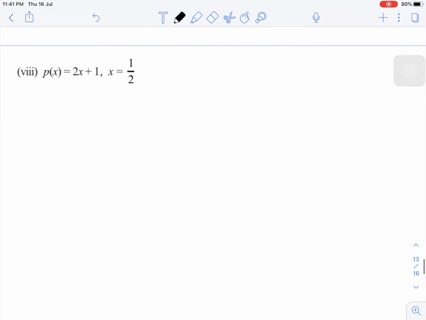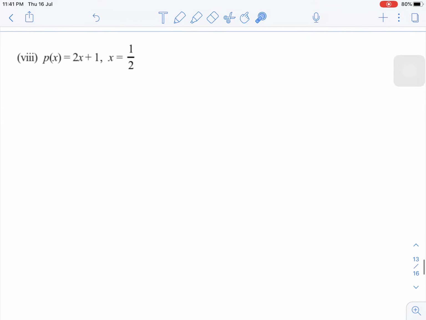Okay, now let us consider one more example. Again here we have to check the same thing, whether x equals 1 upon 2 is a zero of this polynomial or not. So same procedure. Solution. Given p(x) equals 2x plus 1. Therefore now instead of this x we are going to put the value of x, that is 1 upon 2.